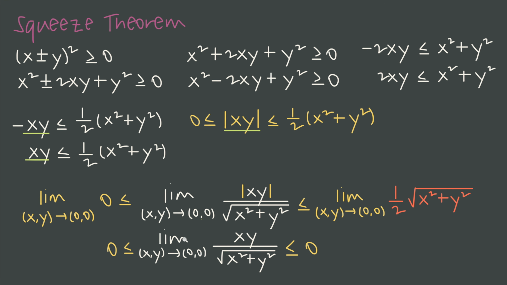And because our original limit has to be greater than or equal to 0 and at the same time less than or equal to 0, the only value it can possibly have is 0. And therefore, by Squeeze theorem, using this famous inequality, we've proven that our original limit, the limit we started with, is equal to 0.